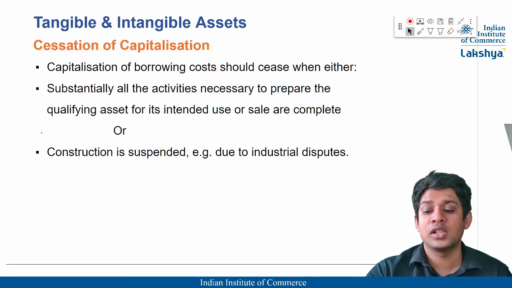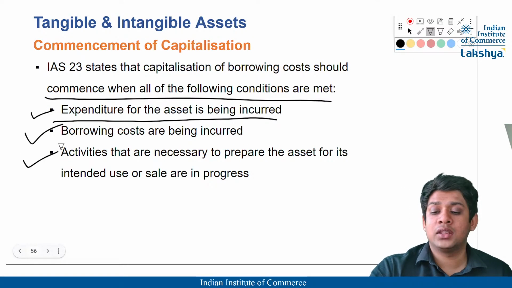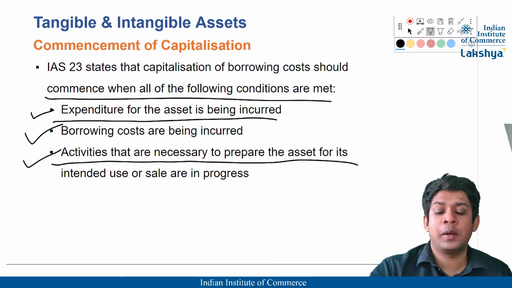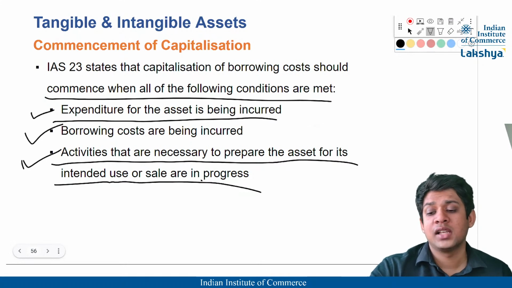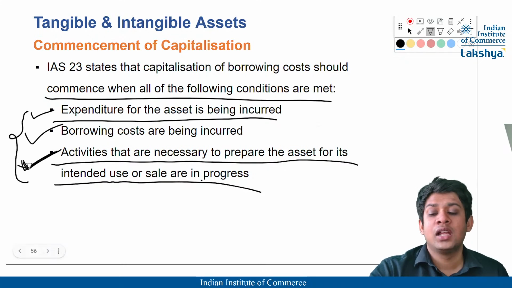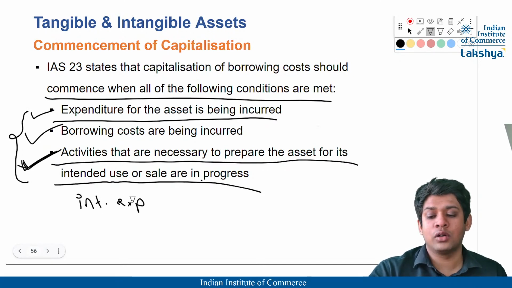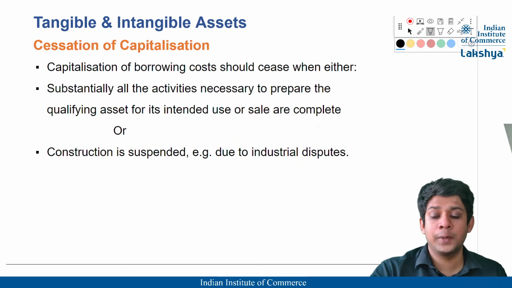Then borrowing costs are being incurred. That means technically I'm paying the interest on it, right? And thirdly, activities that are necessary to prepare the asset for its intended use or sale are in progress. That means it's not like I've just purchased all the materials and everything. I'm doing the activities to prepare my asset, to construct my asset. If all these three conditions are met, then and only then I can capitalize the interest expense from that date to the value of that asset. Okay. So I hope it is clear.